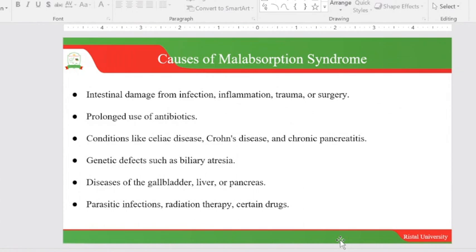Some of those types of surgeries could lead to malabsorption, which in the end of the day, we may have to indicate more nutrient intake compared to what we were supposed to indicate earlier. Also, we realize that this could be due to prolonged use of antibiotics.